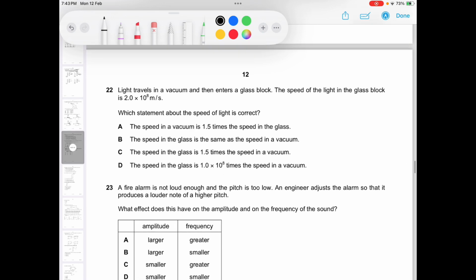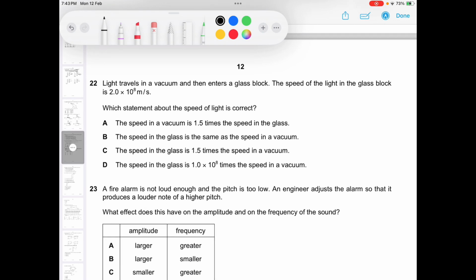Okay. Light travels in a vacuum and then enters a glass block. The speed of the light in the glass block is 2.0 times 10 to the power of 8 meters per second. Which statement about the speed of light is correct? The speed in vacuum is 1.5 times the speed in glass. Actually, this is the answer. Let's look at the other options we have. The speed in the glass is the same as the speed in vacuum. Obviously, this is incorrect.